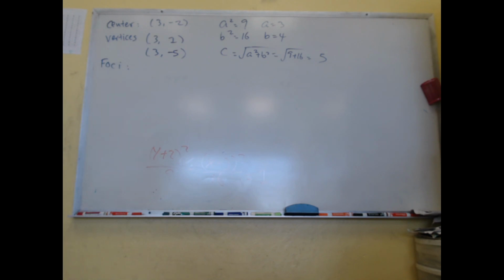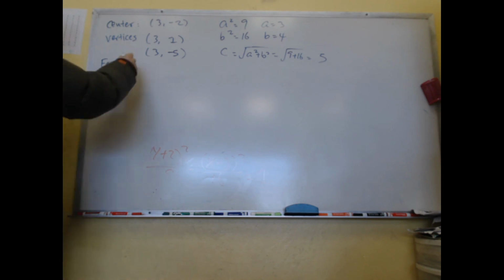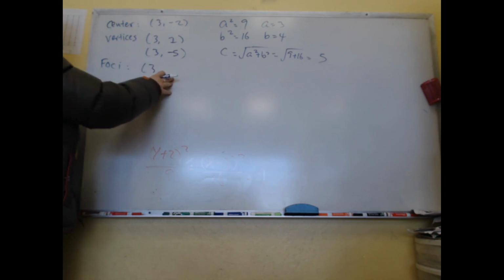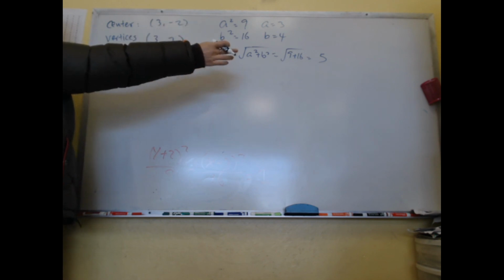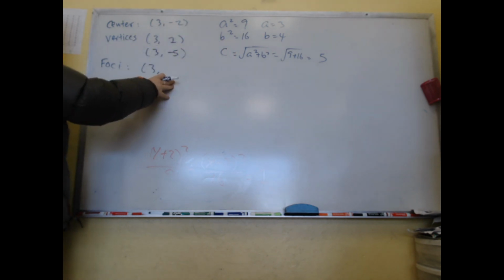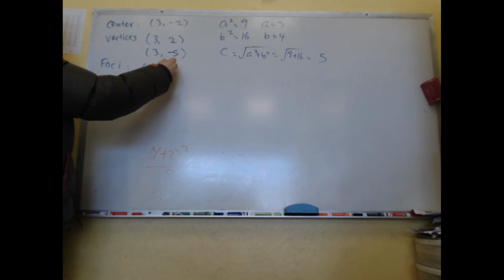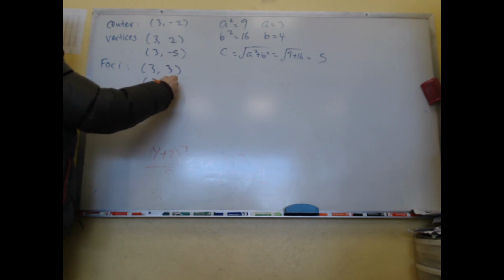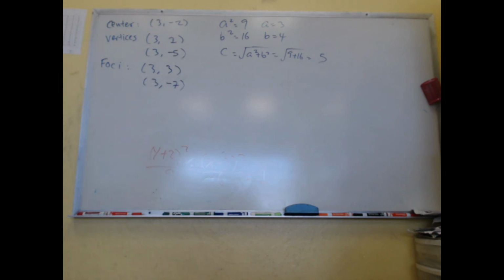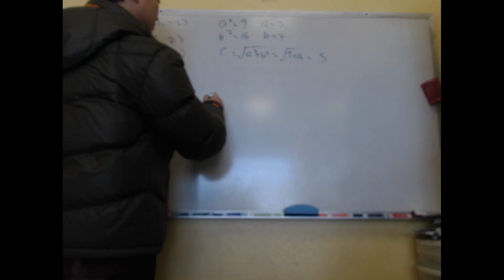Foci. What are those two foci? It's also x equals 3, and y is negative 2 plus 5, which is positive 3. And then 3 comma negative 2 minus 5, which is negative 7. Okay, so now let's plot the points.